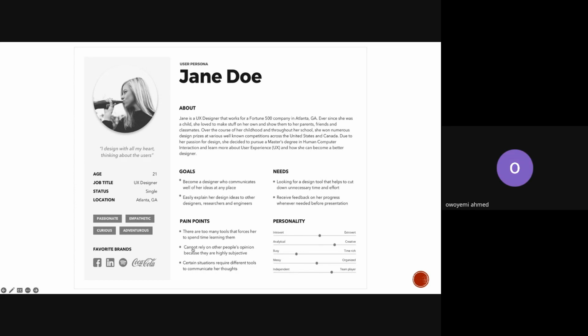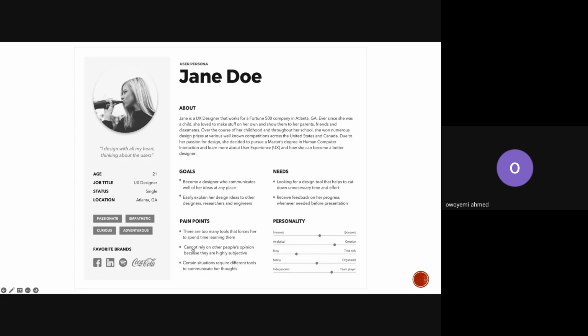All right, sir. So from this persona, I can deduce that Jane happens to be a UX designer, and from the look of things, she has been practicing that from her childhood age, where she was designing for her parents to see, her classmates and the likes, and that really makes her a born designer. From another angle, she's a passionate person and someone that has empathy for any kind of product she's trying to design, and she's eager, curious, and adventurous.